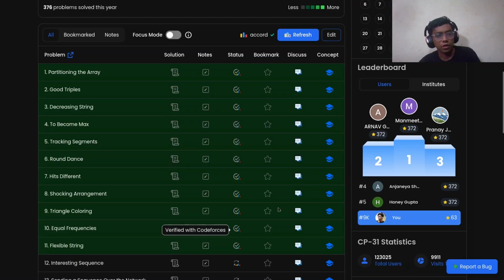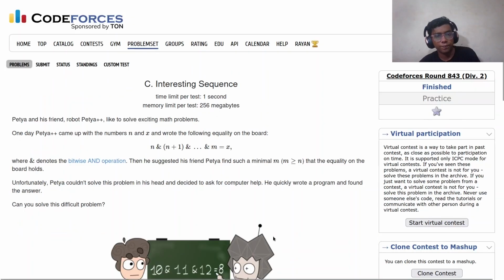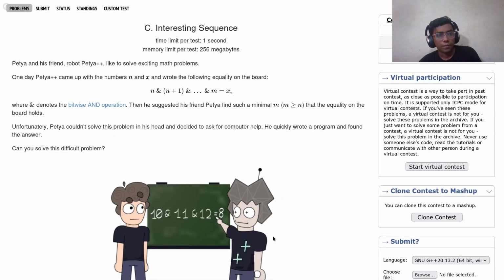So let's go ahead and pull up the problem. Let's go to the CP-31 sheet and open up the problem. Okay, so Petya and his friend like to solve exciting math problems.